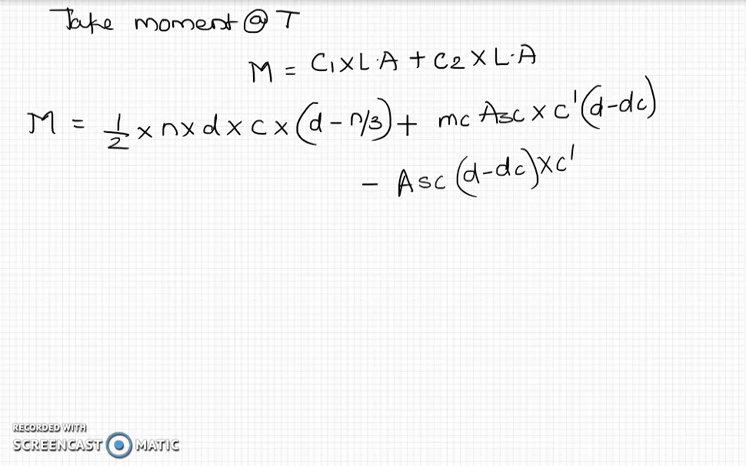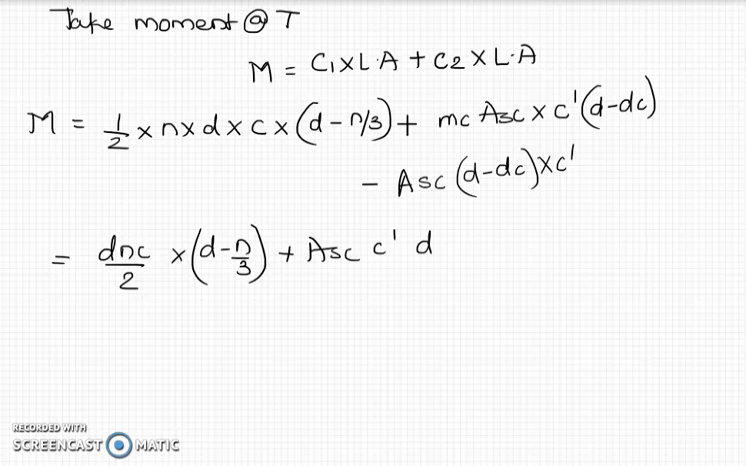Now we can simplify this and write it as C N C by 2 into D minus N by 3 plus ASC C dash D minus DC into mC minus 1.